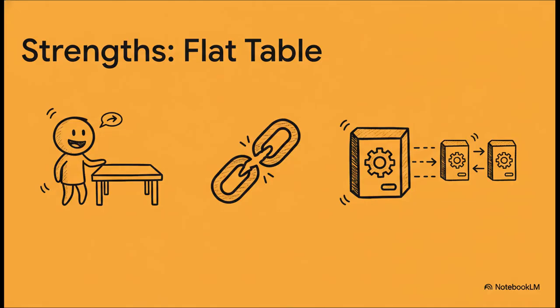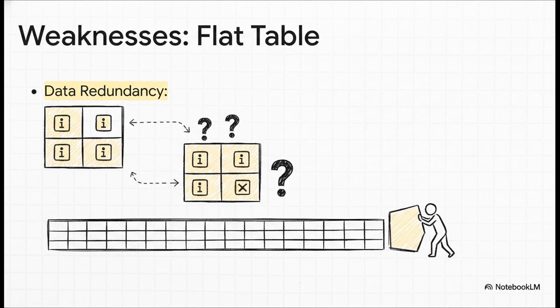So what's the big appeal here? Well, first off, it's simple. Your users don't have to wrap their heads around connecting a bunch of different tables. It's all just right there for them. And second, and this is absolutely crucial, it avoids what we call complex joins. That's just the process of linking data from multiple tables. For some of the newer databases, especially these massively parallel processing systems, avoiding those joins is a huge win for performance. But, and it's a big but, the flat table has some really serious weaknesses.